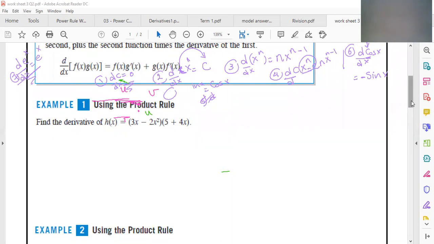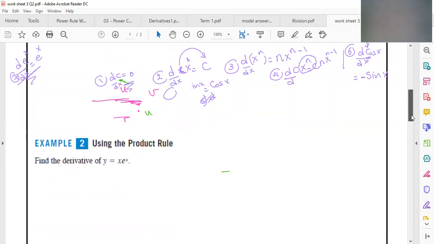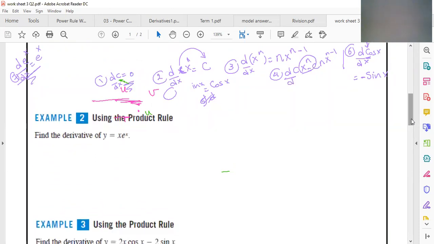Let's solve the second question. It's very easy, very easy. I swear it is a very easy question. Okay, look here. Okay, look with me.